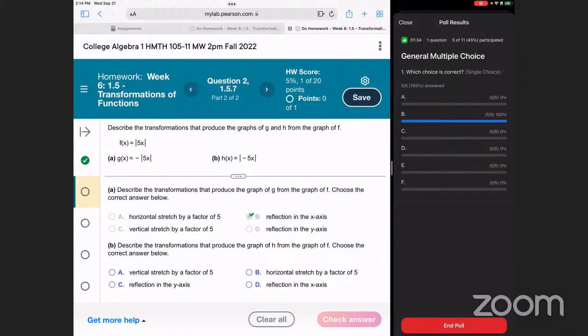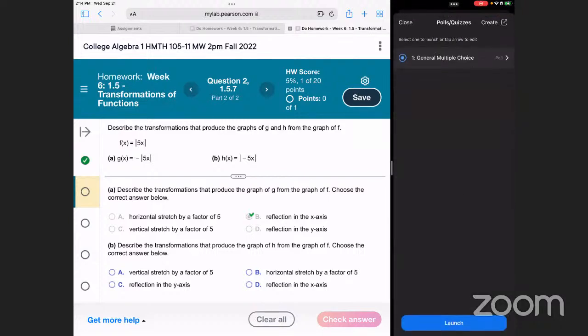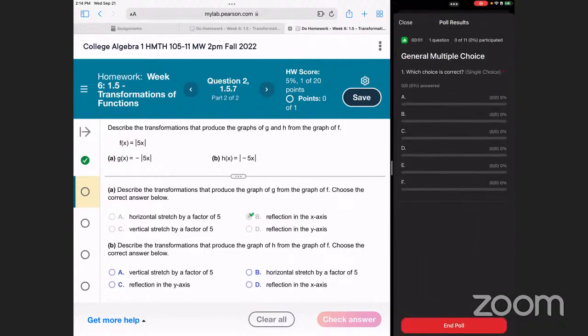Okay, so then for part B, now instead of multiplying, I think you can actually just change. But let me relaunch the poll. I feel like relaunching it is better, even though we can still use this one. Let me just relaunch it. I feel like that's a little bit better. Okay, so for part B, now, instead of multiplying the outside, we're multiplying the inside.